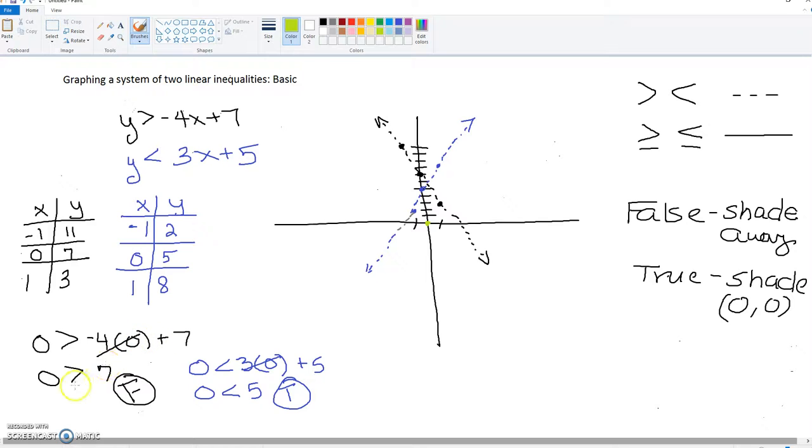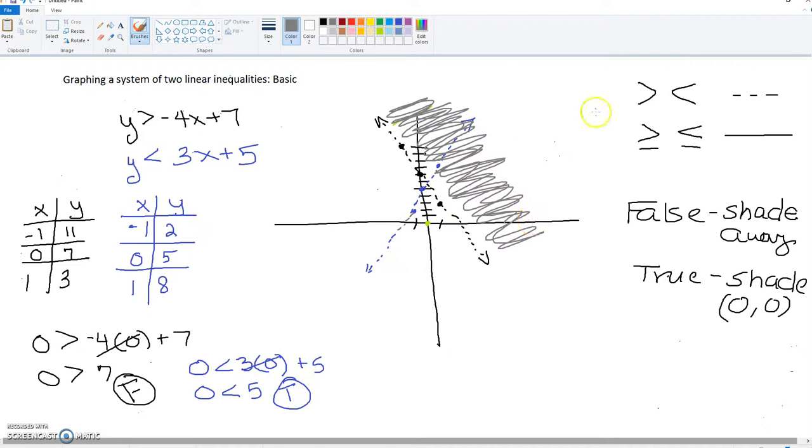So our first equation, we ended up finding out that it was false. So we've got 0 is greater than 7, false. Since it is false, we're looking at our first line here. Okay, and it's going to be kind of important to know which line's which. Since it was false, that means I was going to do gray. Everything on this side is shaded. Okay, so I'm going to shade on this side because it's false. So we want to color the other side away from 0, 0.